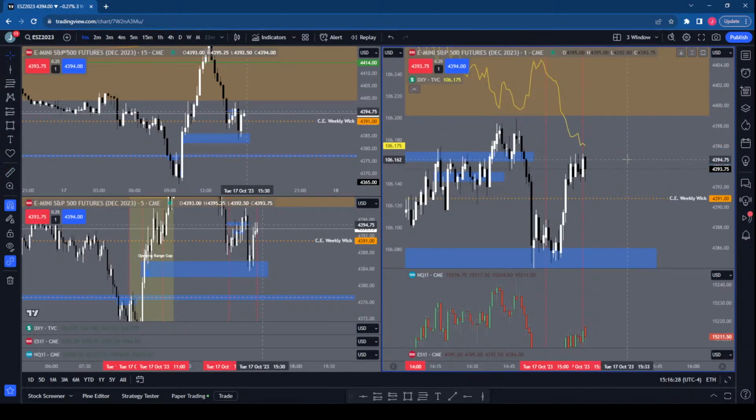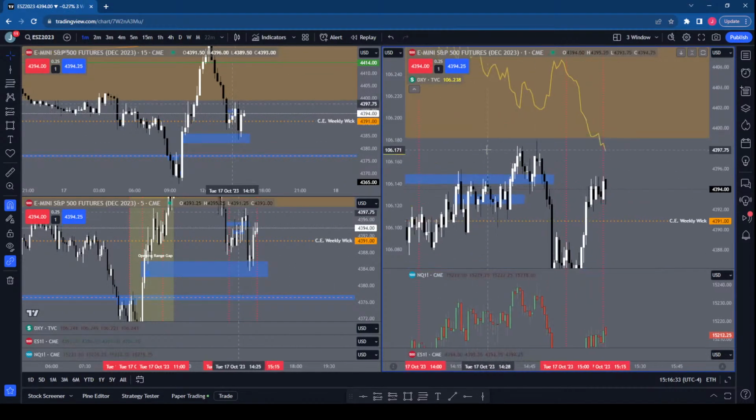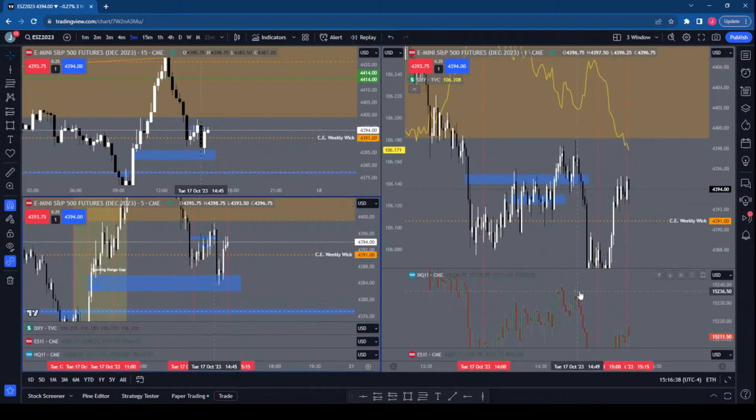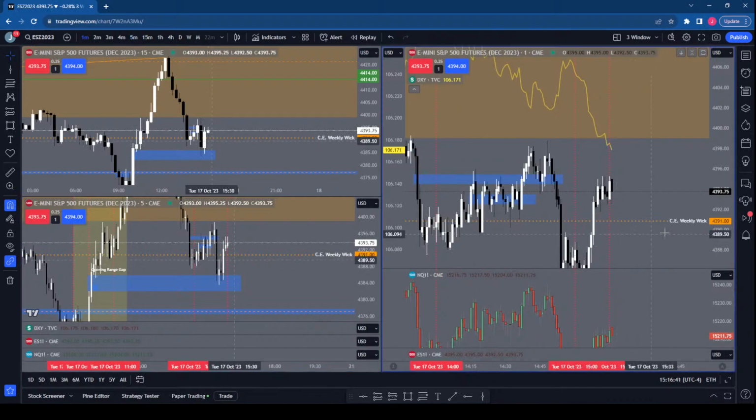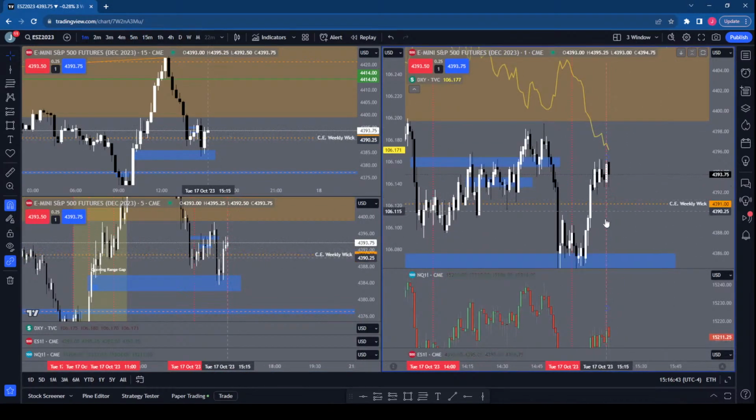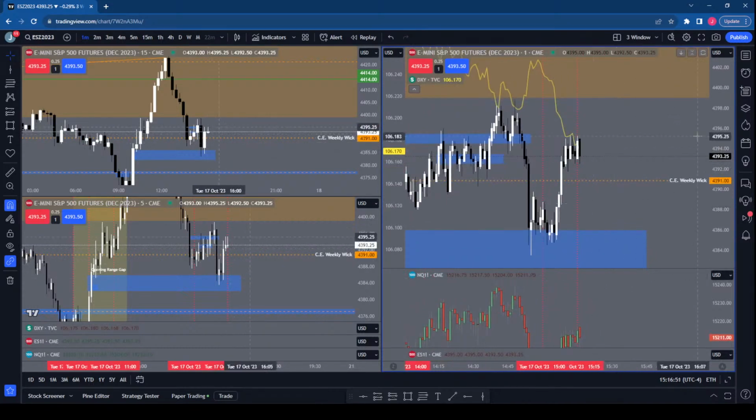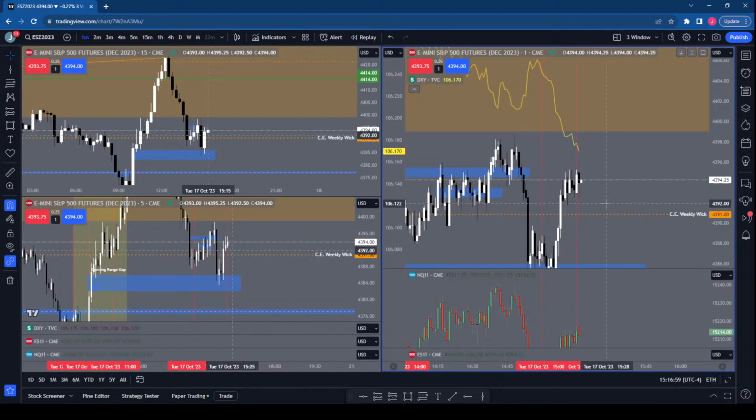Bam, bam, bam. Yeah, dropping dollar, dropping dollar. Gotta take out this high. Oh my God, I'm going. Okay, okay, we are in the 315, which is the PM session macro sweet spot. Let's see some movement. Let's see some movement.